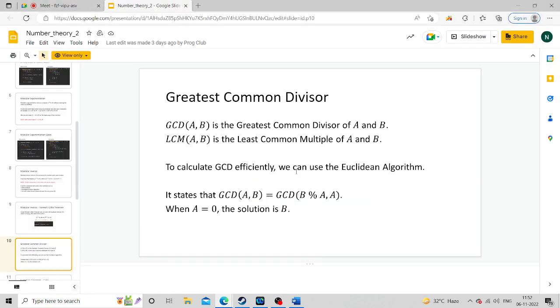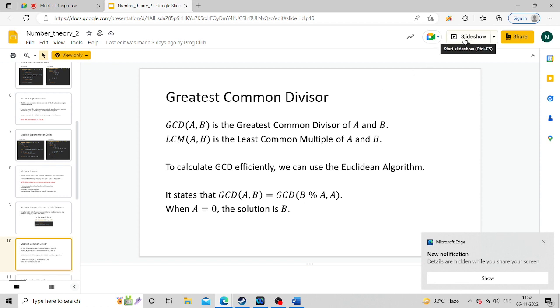Okay, so let's move ahead. Now we'll be studying greatest common divisor and least common multiple. So GCD, or greatest common divisor, is the largest number that is a divisor of both A and B. So if GCD of A and B is X, then both A and B are divisible by X, and no element greater than X divides both A and B.